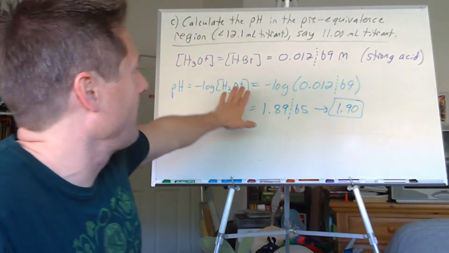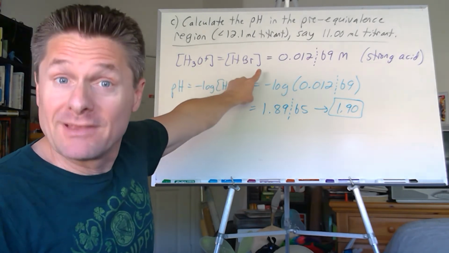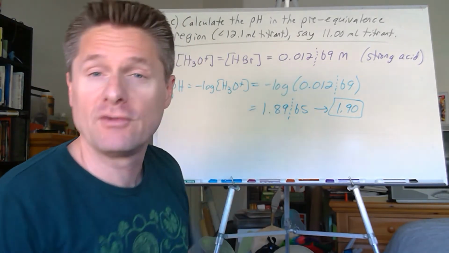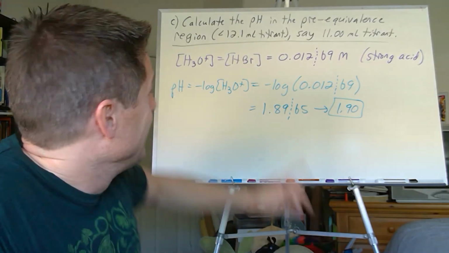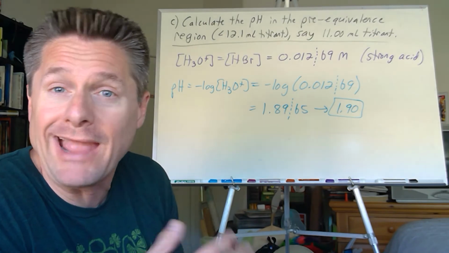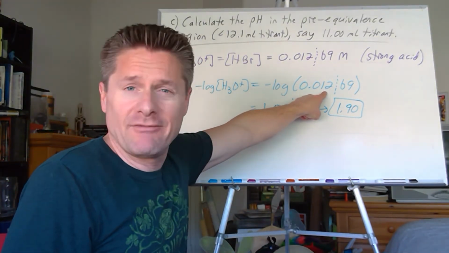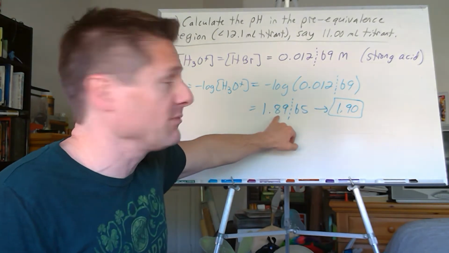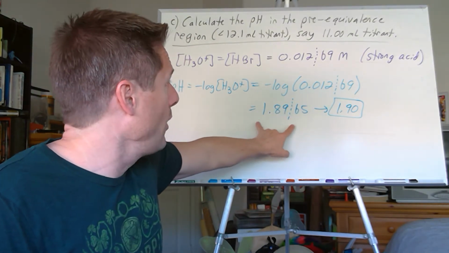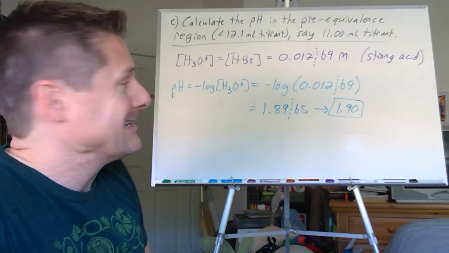Darn. All right, we know HBr is a strong acid, so the hydronium is the same as that, which would be 0.01269 molar, good to 2 significant figures. Let's take the negative log of that. We're right back into the last problem at the initial pH. It's just less of a strong base. So negative log of that, I got 2 significant digits there, so that gives me 2 decimal places in my answer. I get 1.8965. Rounds up to 1.90.